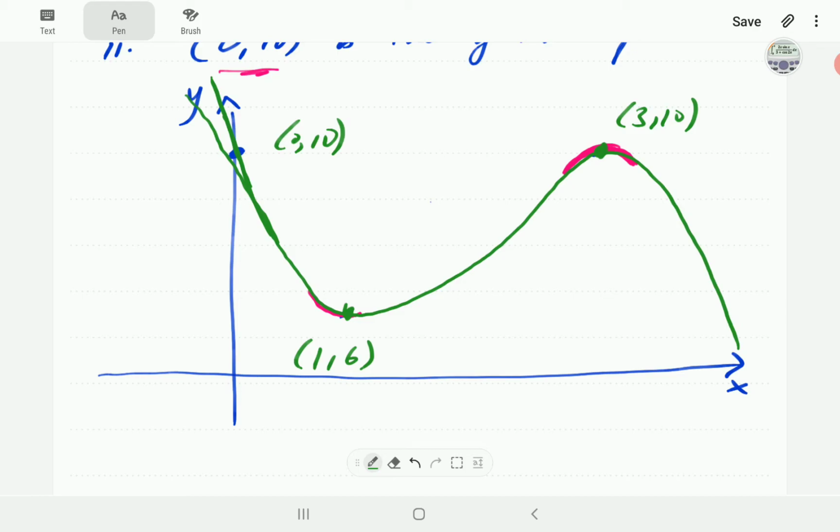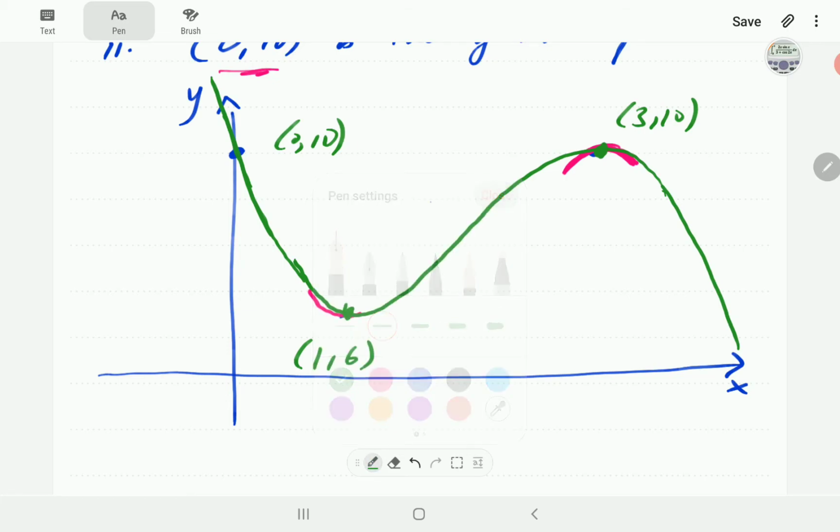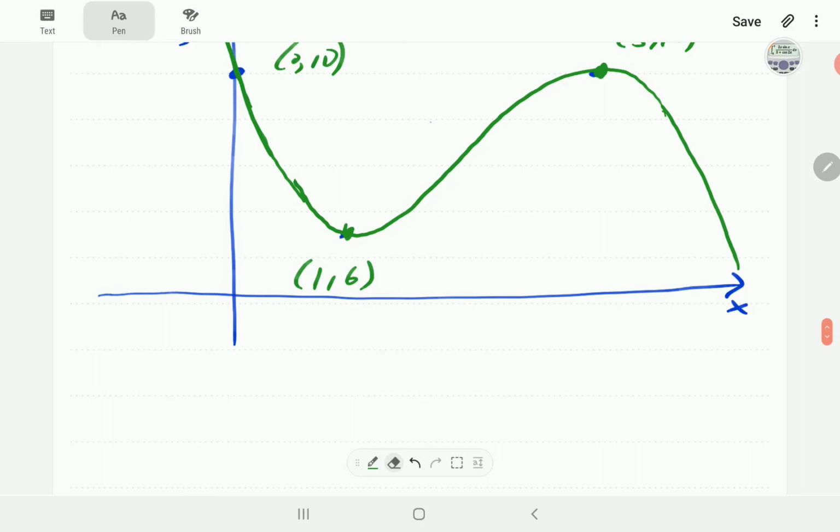Now, this graph suggests that there is going to be an inflection point in this neighborhood here, because this side is concave up, this side is concave down. But let's use the calculus to sort that out.